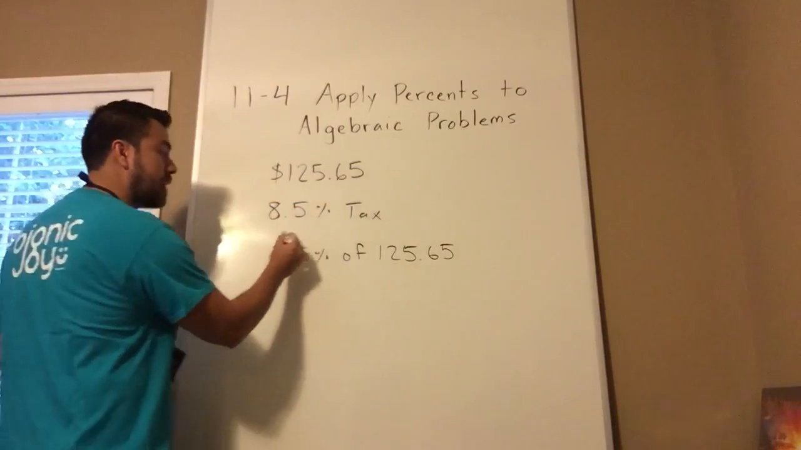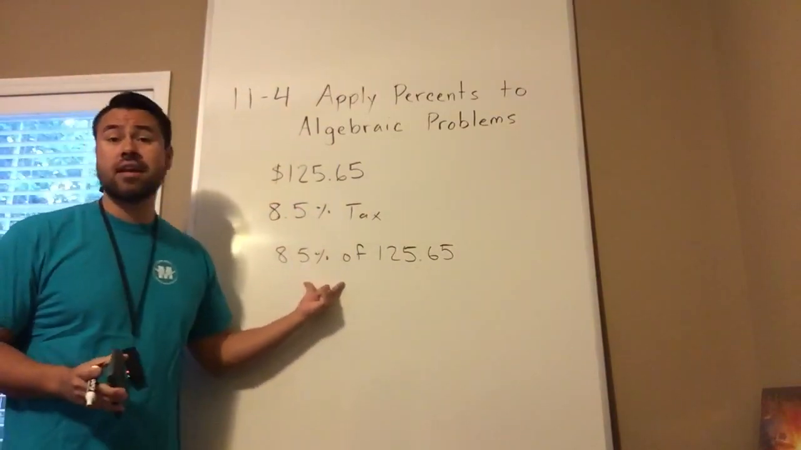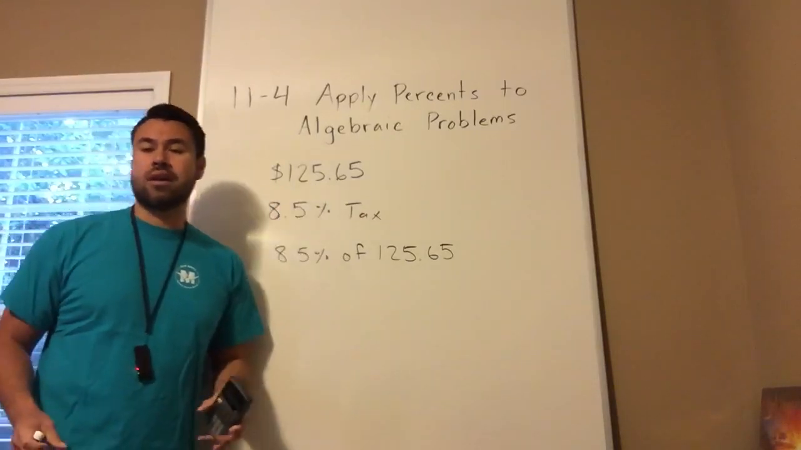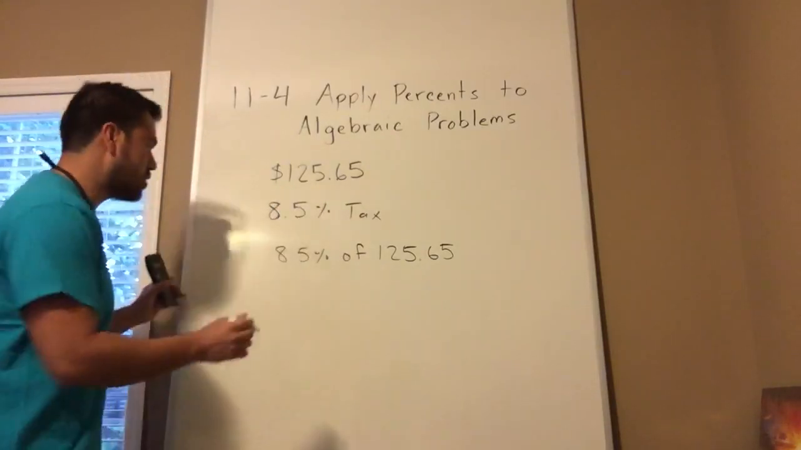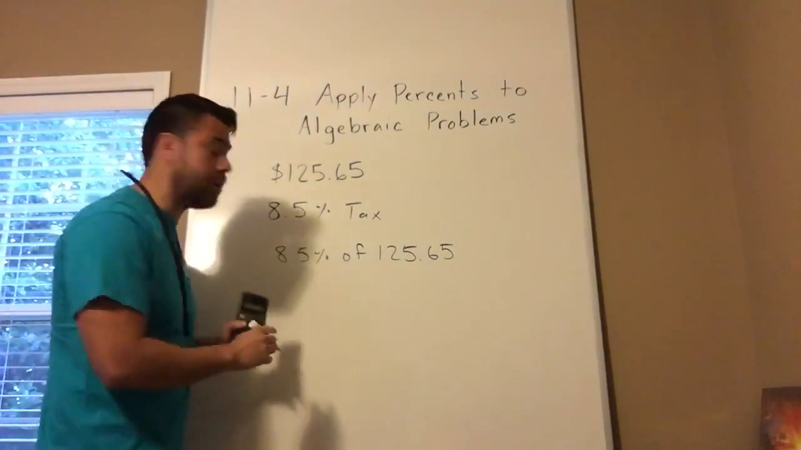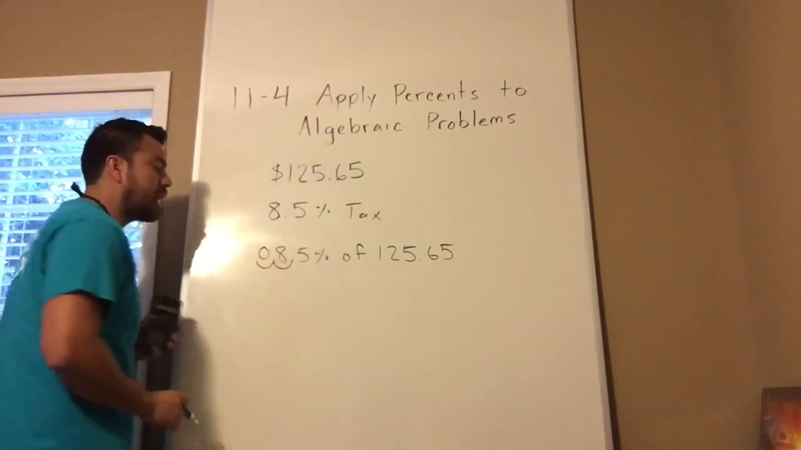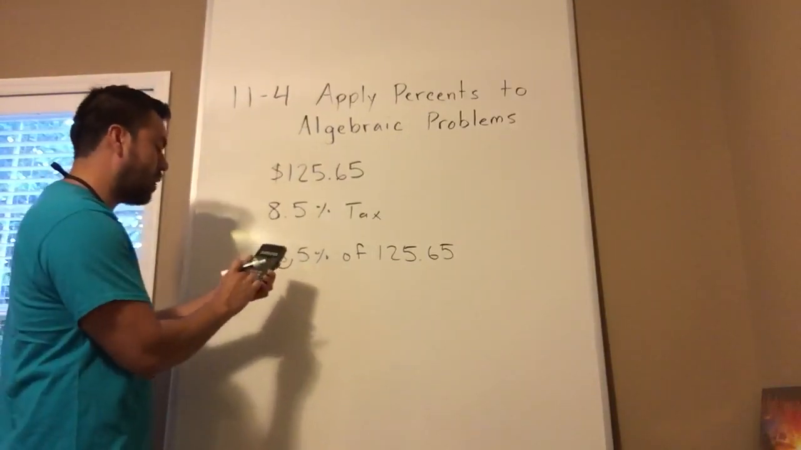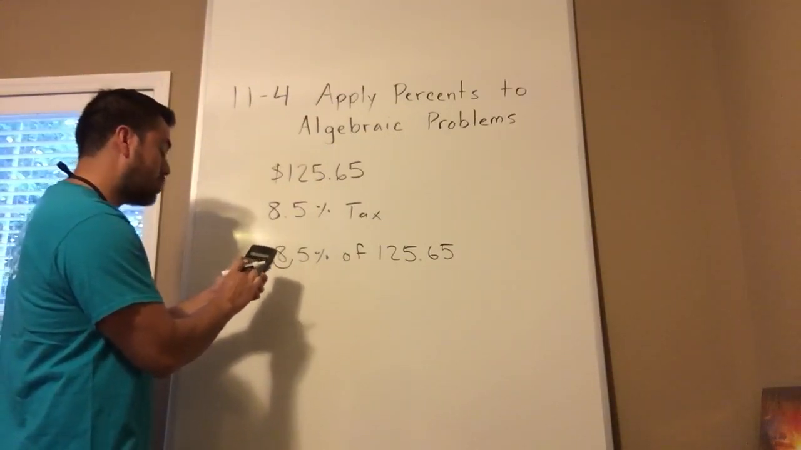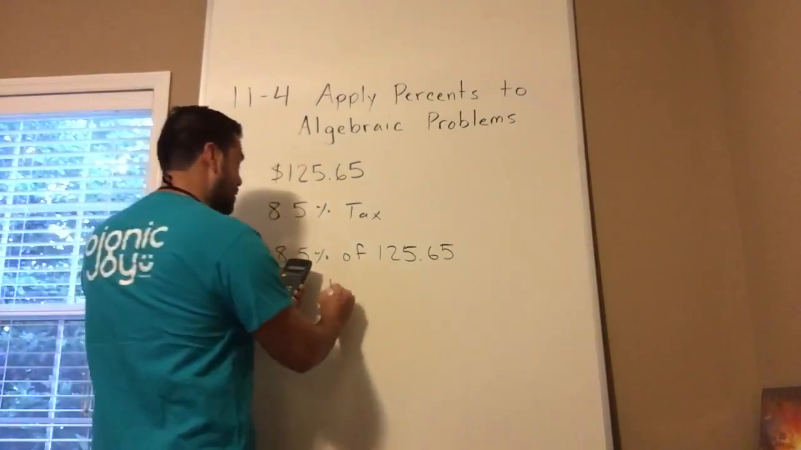Now, when you're looking at this 8.5% and all these problems, you have to change these to decimals, and your calculator might not do it for you, or it's easier for us to do it. So if I have 8.5%, percent means over 100, so I divide it by 100. So really I have 0.085. So 0.085 times the 125.65.